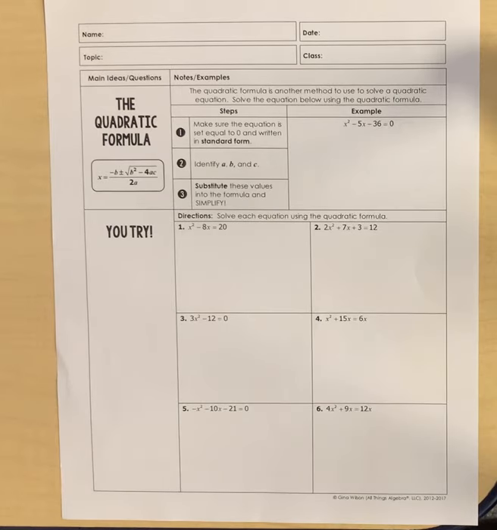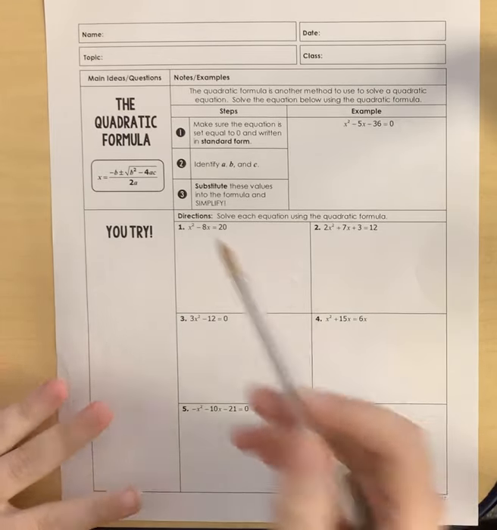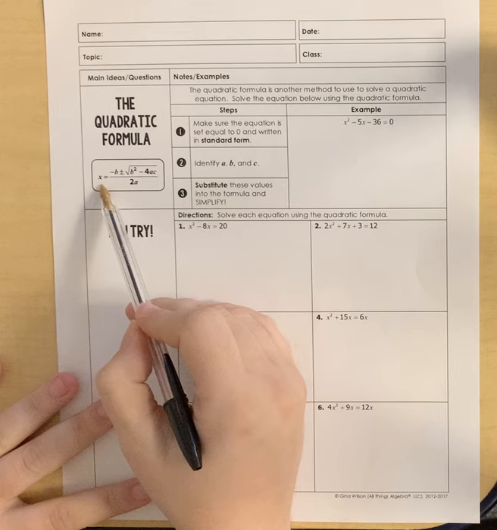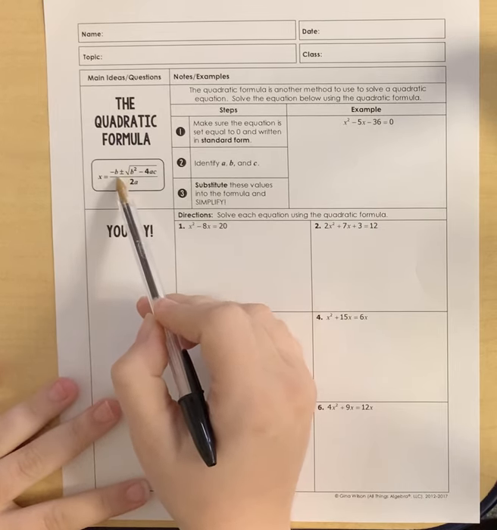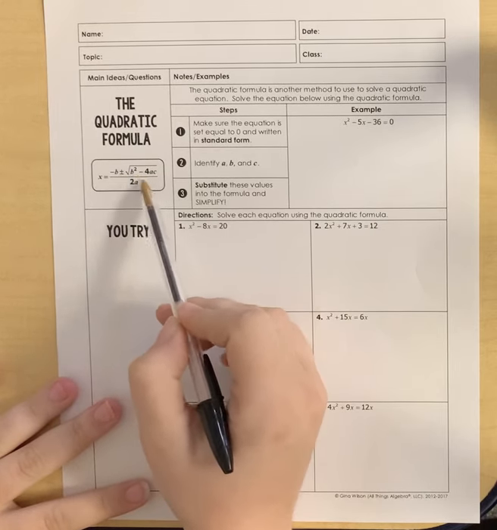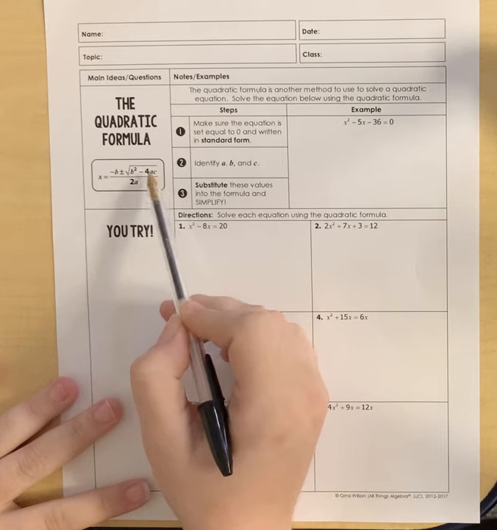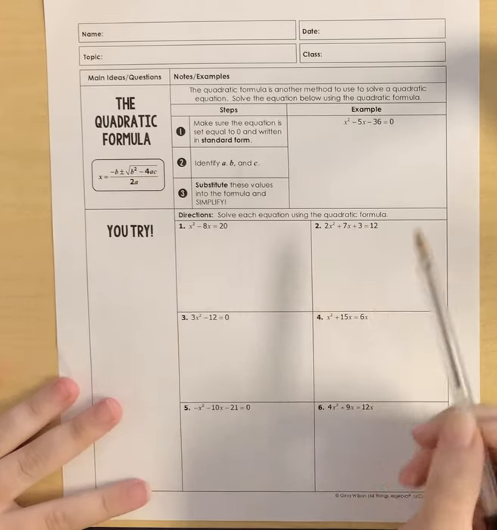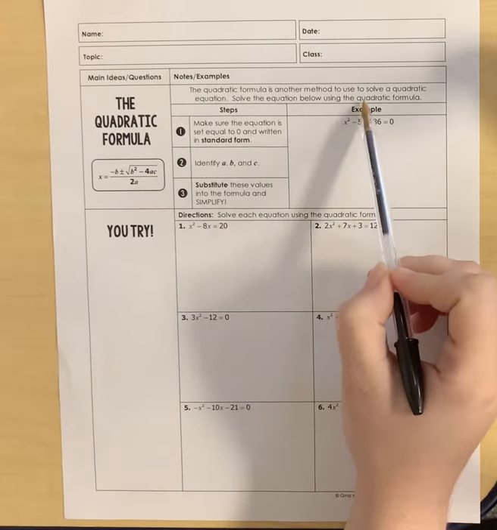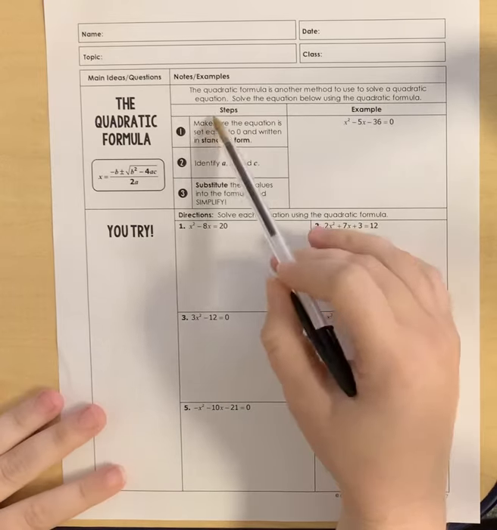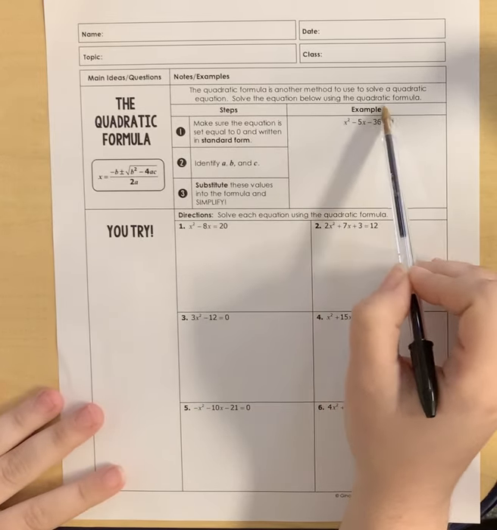All right, this note sheet is over the quadratic formula, and that formula is this right here. It's x equals negative b plus or minus the square root of b squared minus 4ac, and the whole thing is divided by 2a. The quadratic formula is another method to use to solve a quadratic equation. Solve the equation below using the quadratic formula.